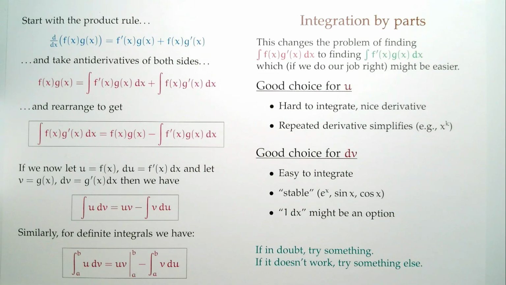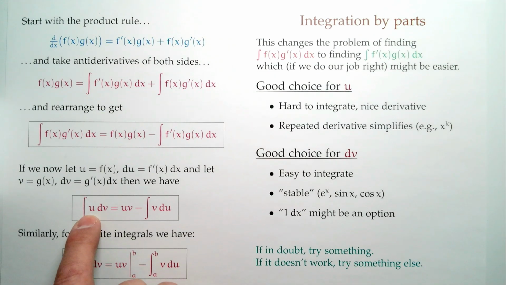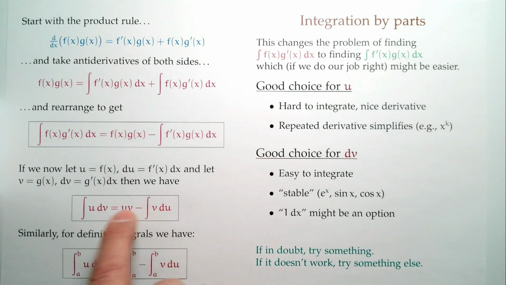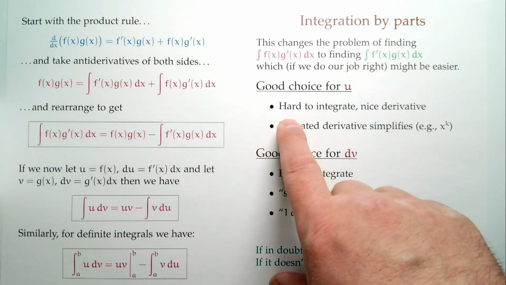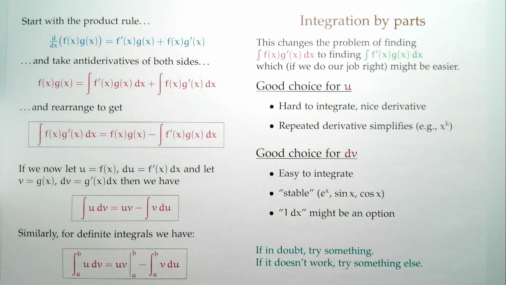Now we have to figure out how to do it, because some choices will get us closer to an answer, and other choices will take us further from it. So how do we make a good choice? Well, notice what we do. On one of our pieces, say our u piece, we're going to differentiate it. And on the other piece, we're going to integrate it. So if I have a piece which is really hard to integrate, but has a beautiful derivative, that's a good choice to be the part where we take the derivative of it. So we can make it u.